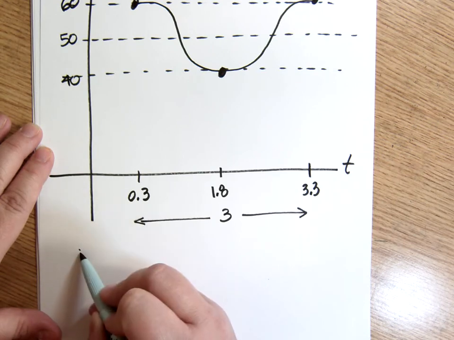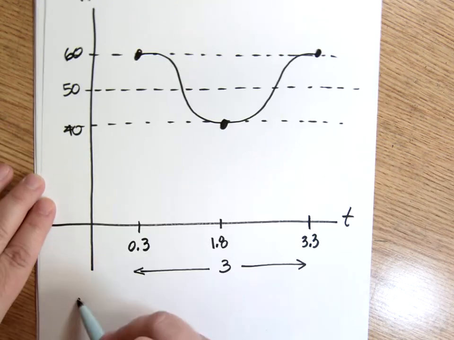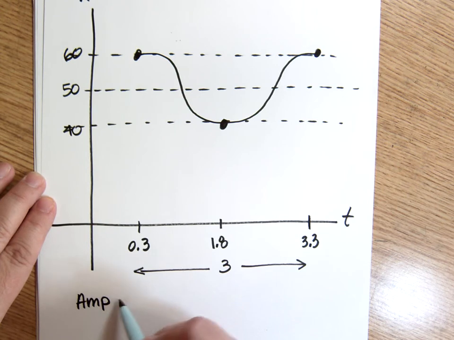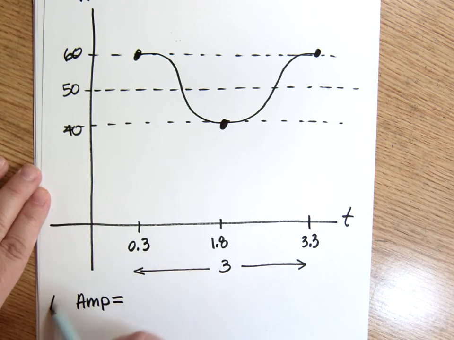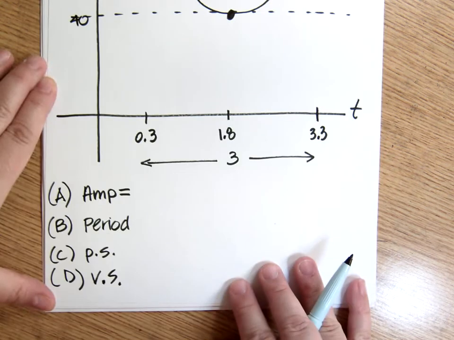But let's first analyze what we've got here. We need to know the amplitude, that's how we're going to find our A. We need to know the period, that's how we're going to find our B. We need to know the phase shift, and we need to know the vertical shift. I'm writing off the screen, so let me move that up a little bit.